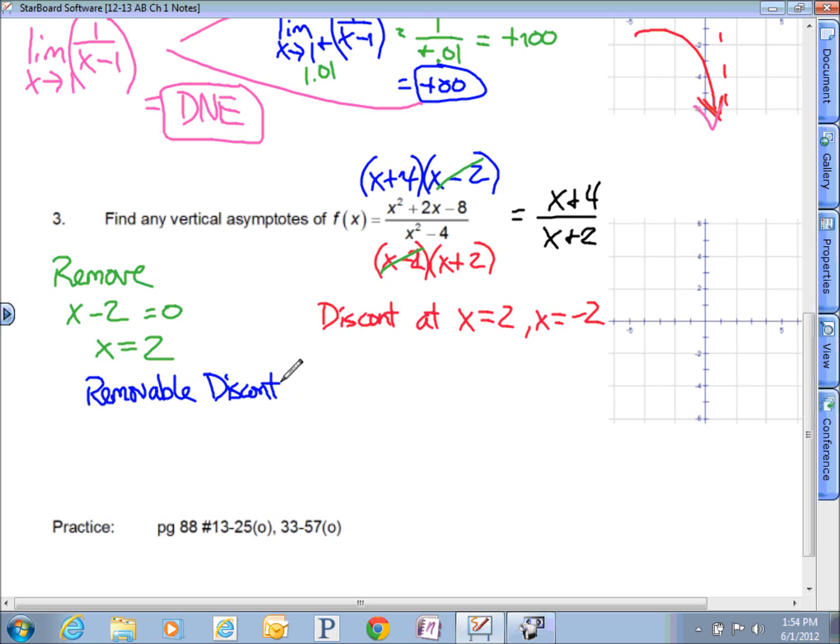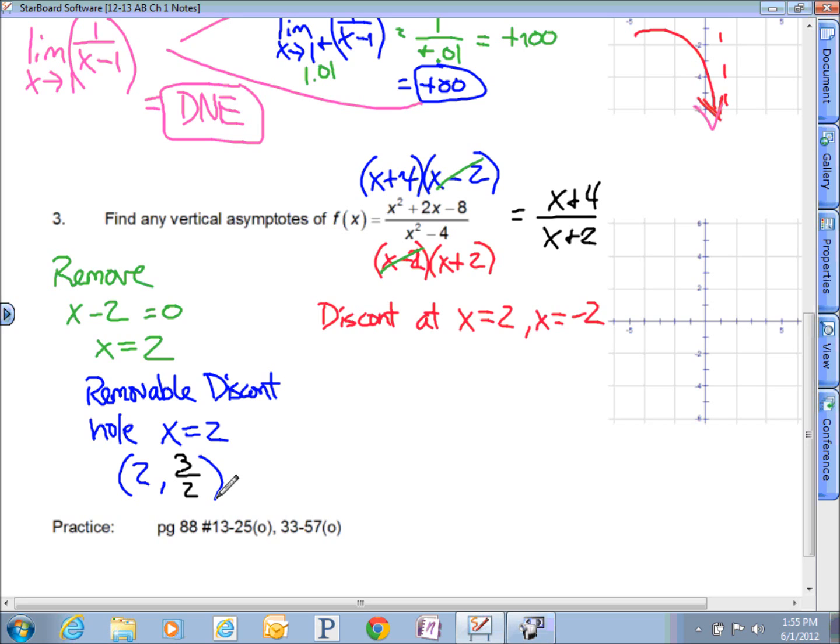If that's a removable discontinuity, what that really means is there's a hole in the graph at x equals 2. If we wanted to find the y-coordinate, remember I'd finish off the limit by directly substituting into this x plus 4 over x plus 2. 2 plus 4 would be 6. 2 plus 2 would be 4. What I really have is a hole in the graph at the point 2, 6 over 4, which is 3 halves.